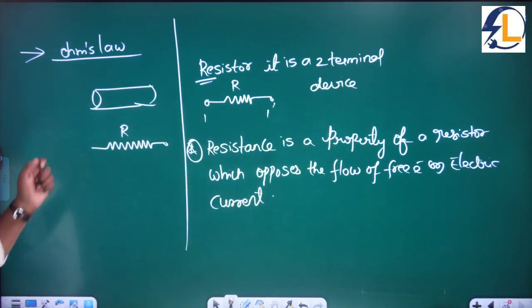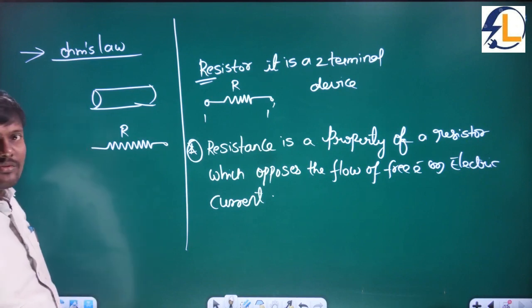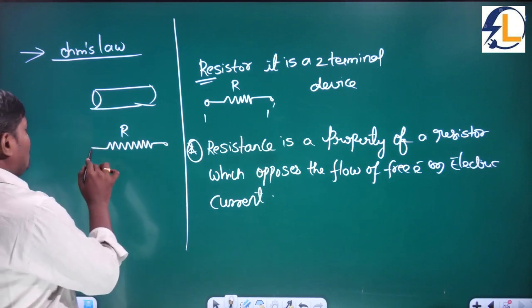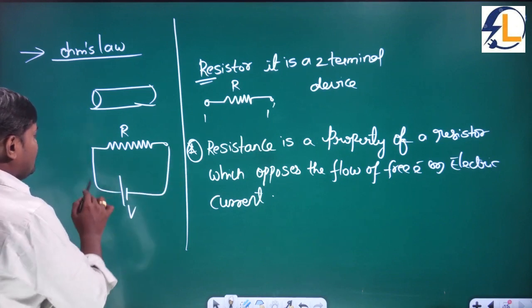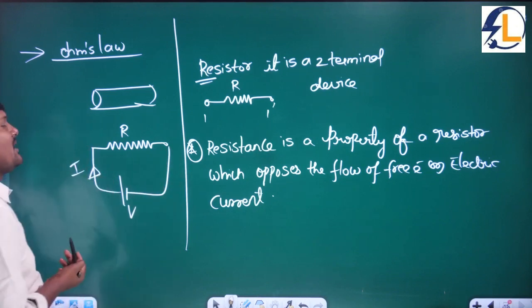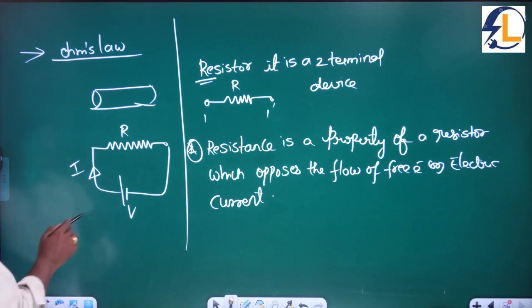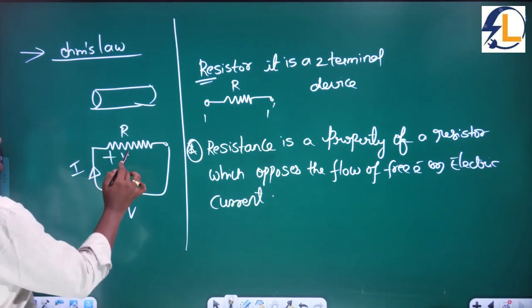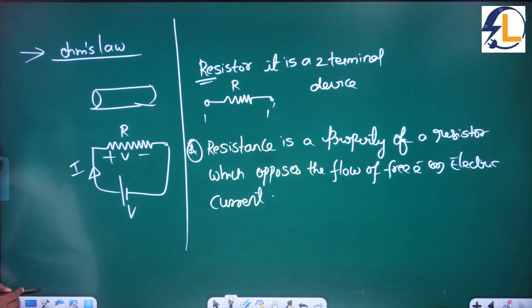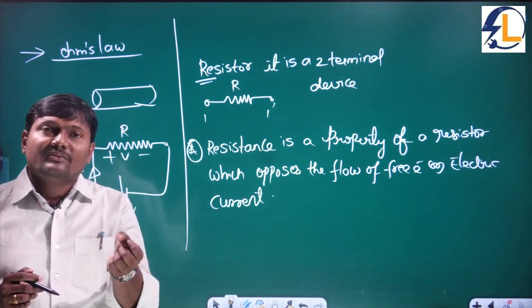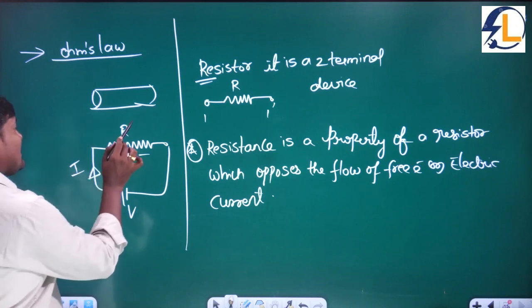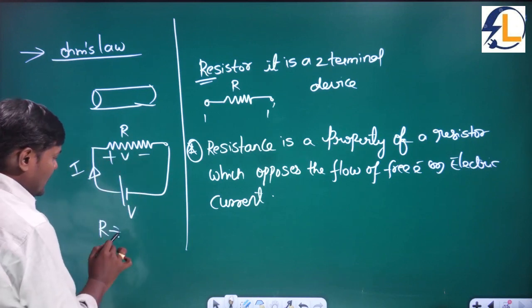Okay, now coming to Ohm's law. Here I am applying a supply voltage V. Then obviously current is flowing through a resistor, so a voltage is produced across the resistor. Suppose you take a tungsten filament bulb, which is the best example for a resistive load.